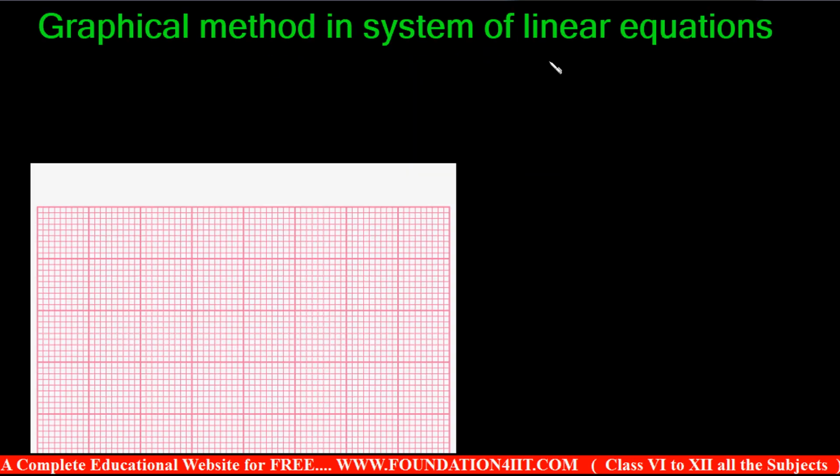Graphical method in system of linear equations. Okay, now we will see one problem in simultaneous linear equations graphically. Okay, this is also one of the methods, as we saw in the previous methods. Let us take one problem and solve that system of simultaneous linear equations graphically.